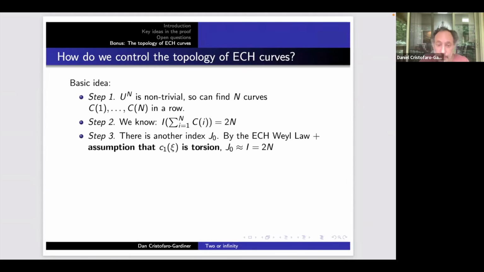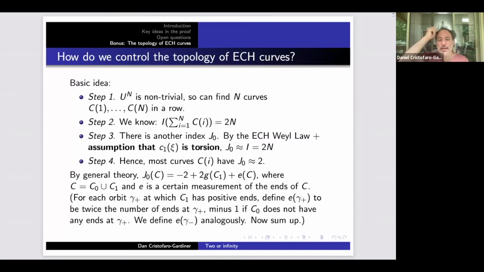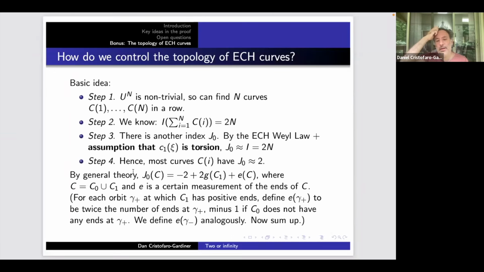And now the next important part of the background is that there's another index, this so-called J0 index. This is the only place in the entire proof where the assumption that the Chern class is torsion is actually used. So it turns out, and again, there's kind of a history of ideas about this, that this J0 index is approximately the ECH index. And so what you get from step 1 through step 4 is that most of the curves have J0, let's say, approximately 2.